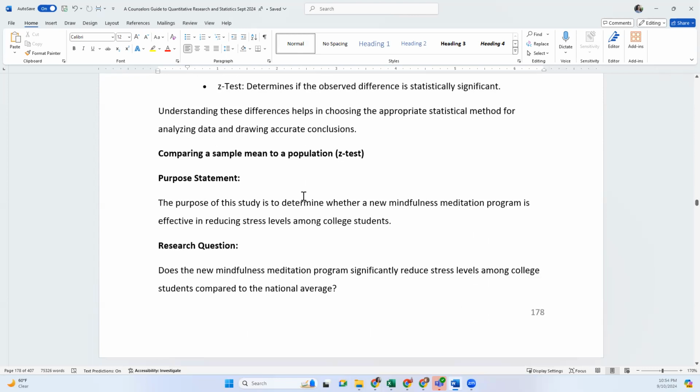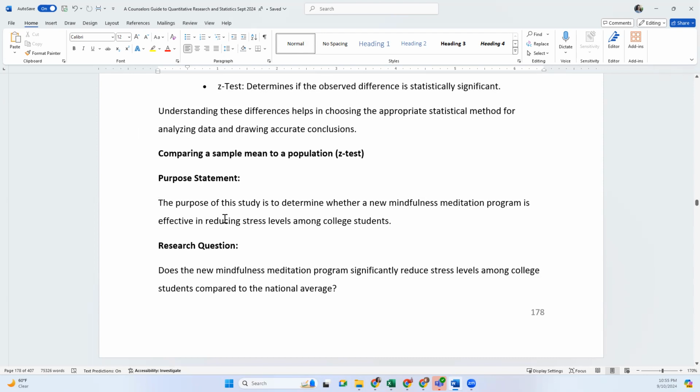So, we're going to look at a mean here, we're going to look at a research example. The purpose of this study is to decide whether a new mindfulness meditation is effective in reducing stress levels among college students.